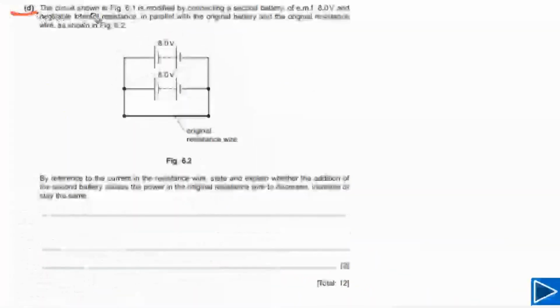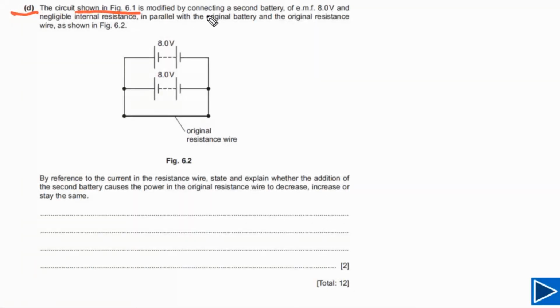For part D, we are given that the circuit shown in figure 6.1 is modified by connecting a second battery of EMF 8.0 volts, with no internal resistance, in parallel with the original battery and the original resistance wire as shown in figure 6.2. So this is our figure 6.2. In this case, you can see the battery is connected in parallel with the previous one. By reference to the current in the resistance wire, meaning current in this wire, we have to use this one as a reference.